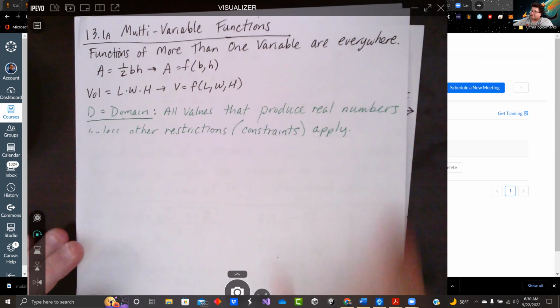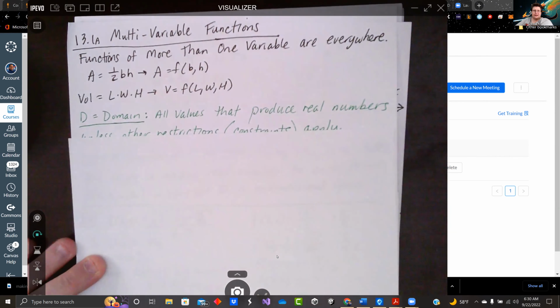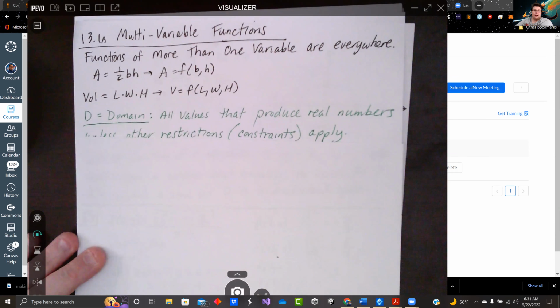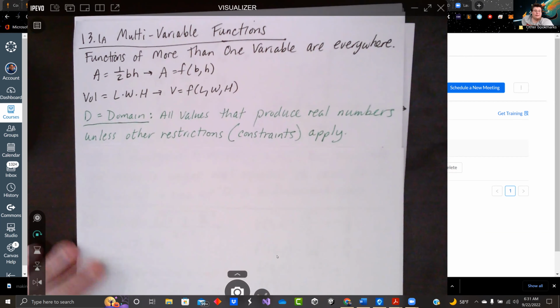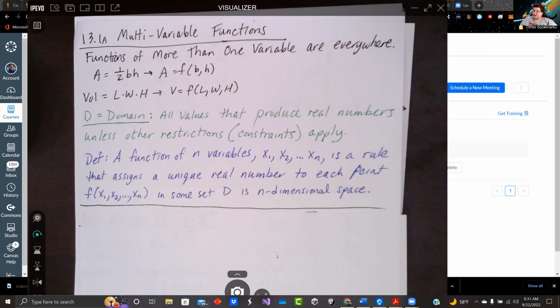So the domain of a multivariable function is all values that produce real numbers when you plug them in, unless other restrictions apply, and we call the other restrictions constraints. So a function of n variables, x1, x2, up to xn, is a rule that assigns a unique real number to each point in some set D, where D is the domain in n-dimensional space.